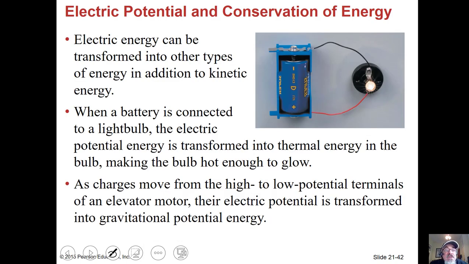Okay, so electrical energy can be transformed into lots of different other kinds of energy in addition to kinetic energy. You can connect it to a light bulb. The energy is transformed to thermal energy in the bulb, making the bulb glow as electrons move through, heating up the filament in this bulb.